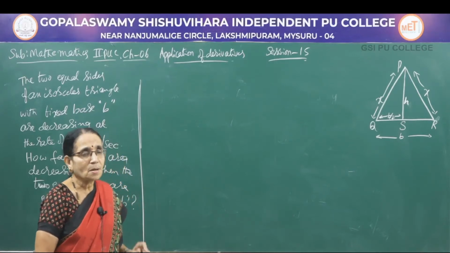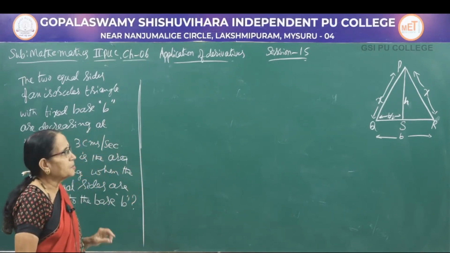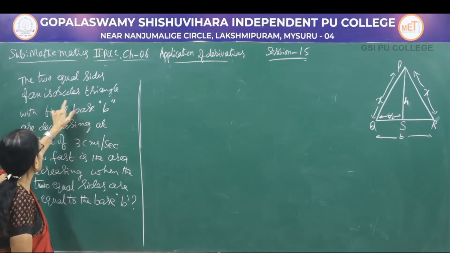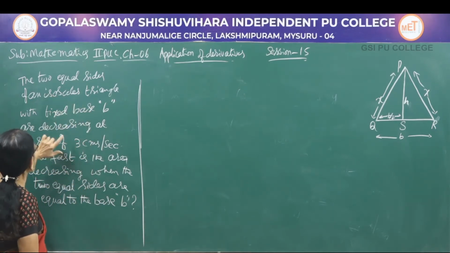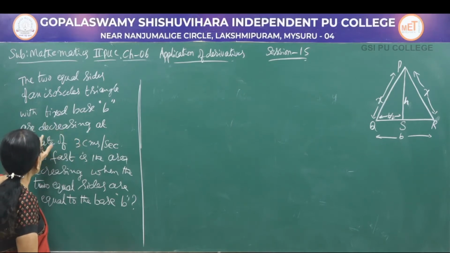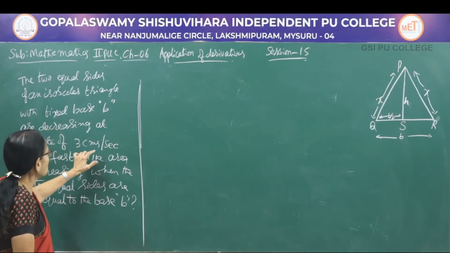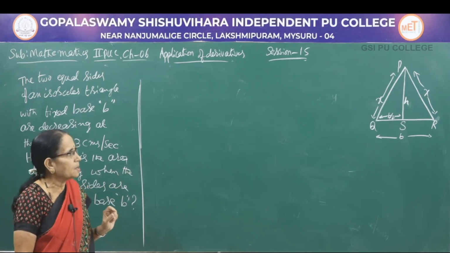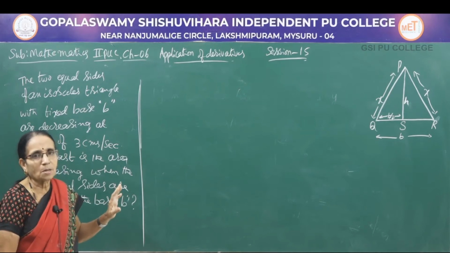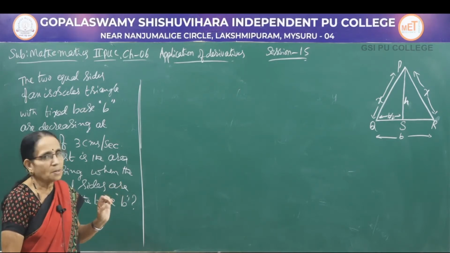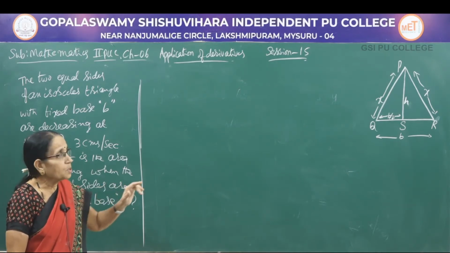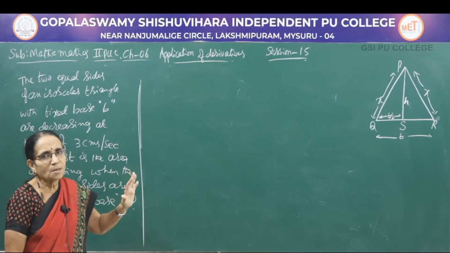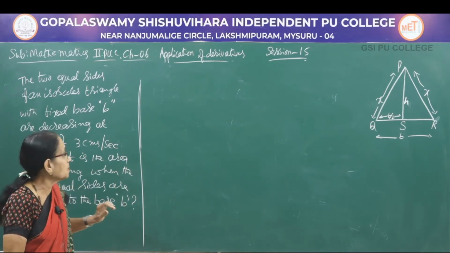Yes, let us move on to the next problem. It is connected with an isosceles triangle. Let me read the problem now. The two equal sides of an isosceles triangle with fixed base B are decreasing at the rate of 3 centimeters per second. Now, PQR is an isosceles triangle in which PQ and PR I have taken to be equal to each other, and QR is the fixed base. It is given. So, when you differentiate, remember that the base is a constant. PQ and PR are varying, but both of them are equal to each other.